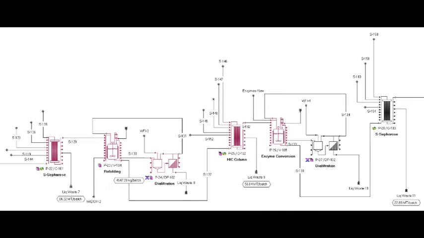Operation Unit 22, Column C101. The human proinsulin sulfonate is then chromatographically purified using three ion exchange columns operating in parallel.